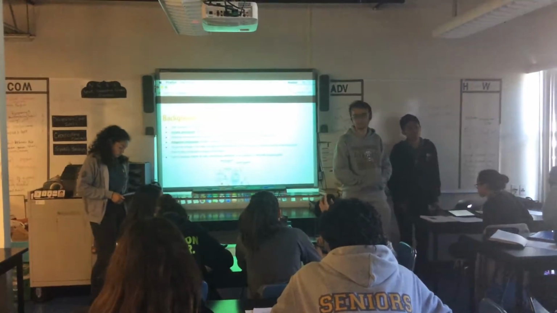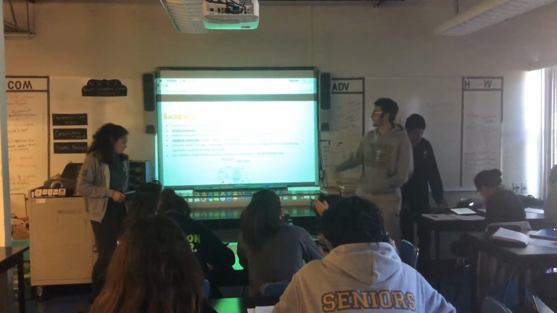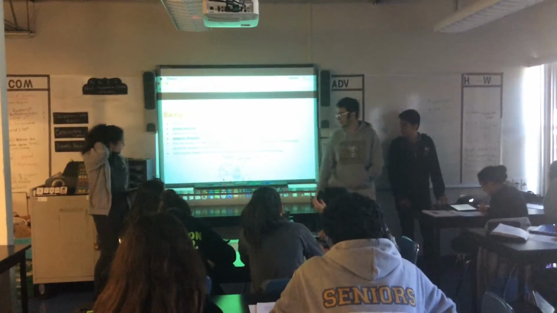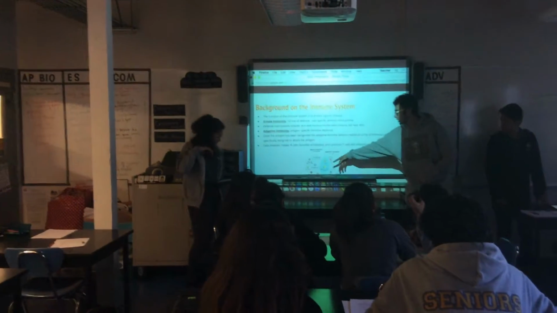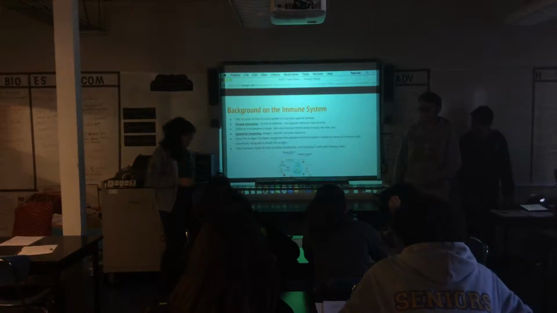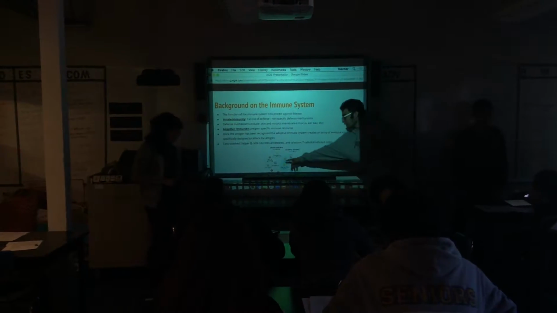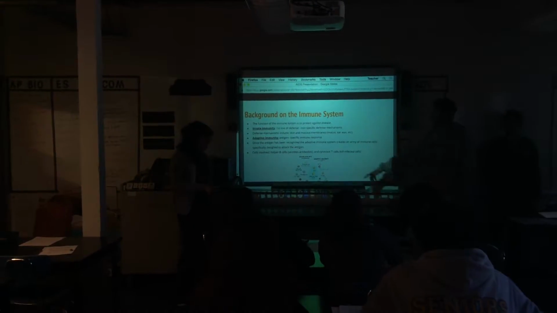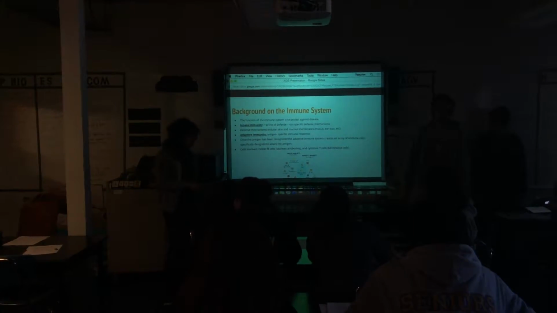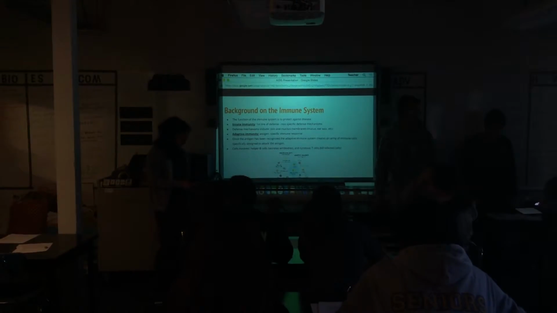which kill infected cells. And then, like in our little diagram, it's pretty hard to see. We have cells of the innate immune system and adaptive immunity, and here we have macrophage, and on this one we have helper B cells and cytotoxic T cells.